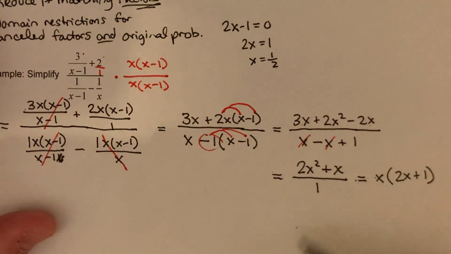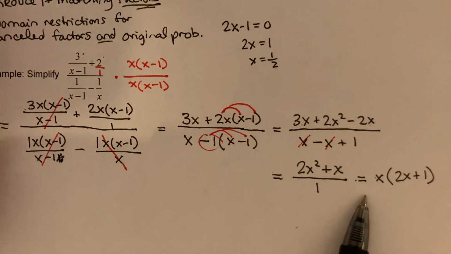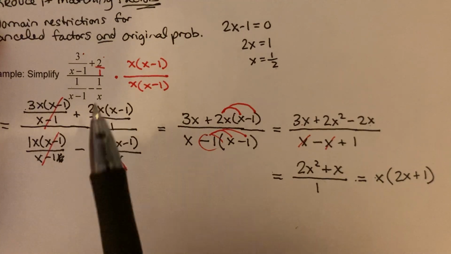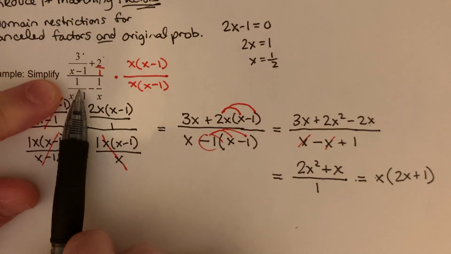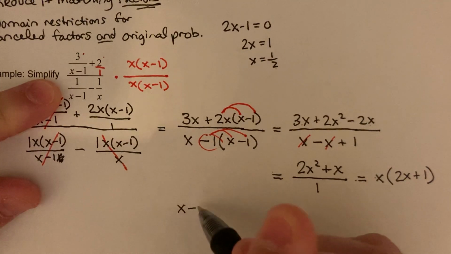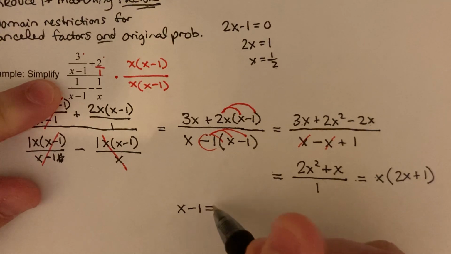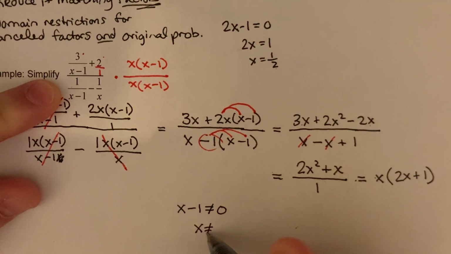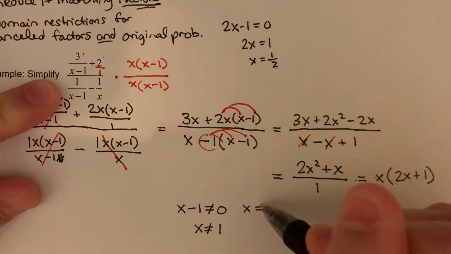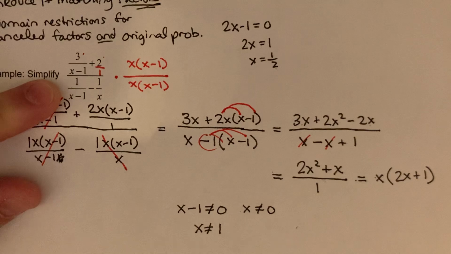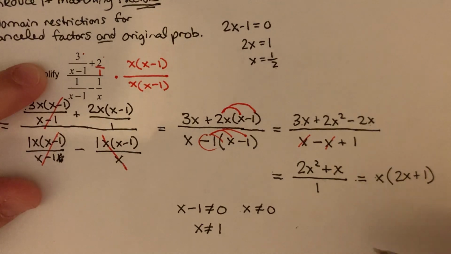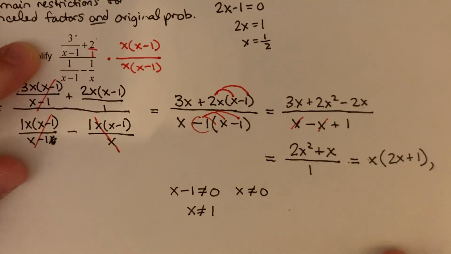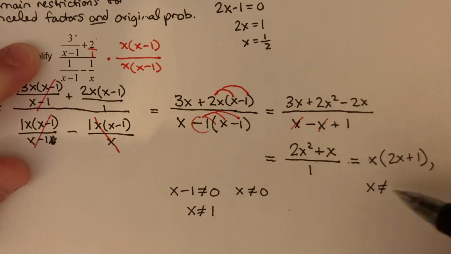All right, well, let's see, we didn't cancel any factors, right? So we don't have any domain restrictions from canceling factors, but we should look at the original problem still for domain restrictions. In the original problem, we have an x minus 1 in a denominator, so that can't equal 0, which makes x can't equal 1 if I add 1 to the other side. And we also just have a plain old x in the denominator, so we can't have x be 0 either. So from those two denominators, we have two domain restrictions. So I'm putting comma, and then our domain restrictions are x cannot equal 0 or 1.